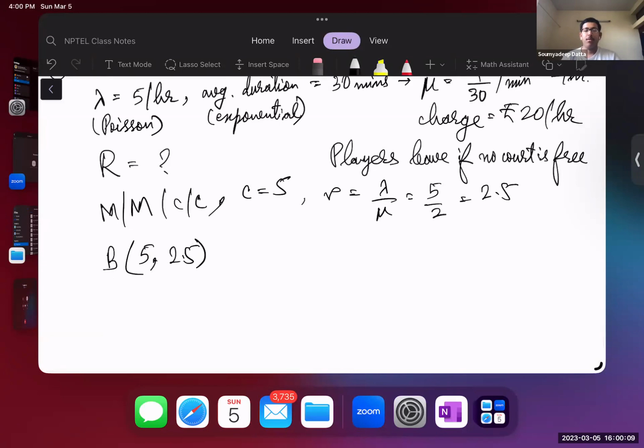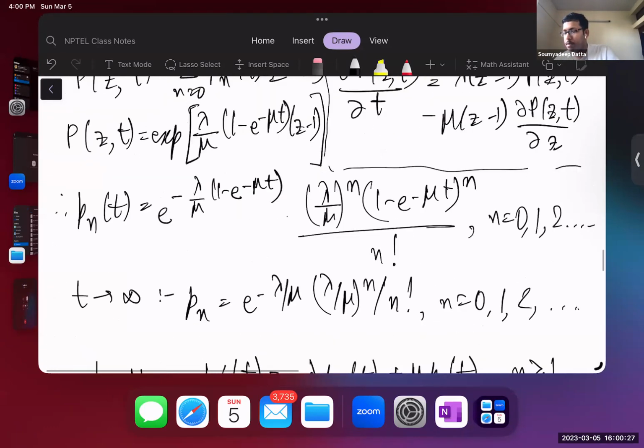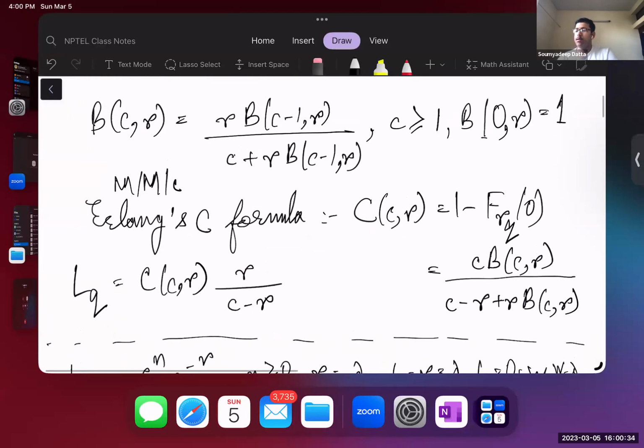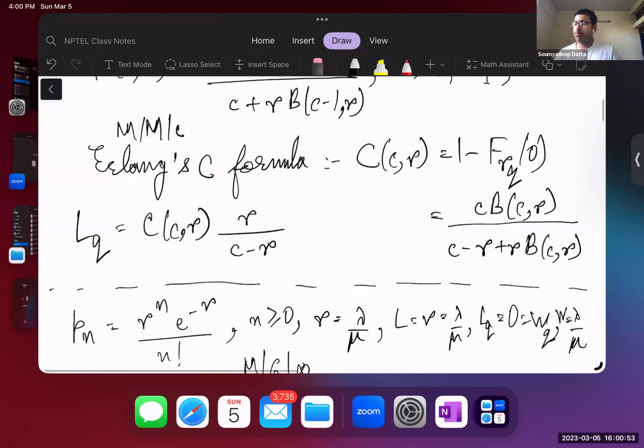And so there is a recursive way of calculating this formula, and we can quickly show how to do that. This is the Erlang B formula: B(C, R) is R times B(C-1, R) divided by C plus R times B(C-1, R), right? And we start with the initial value B(0, R) equal to 1.